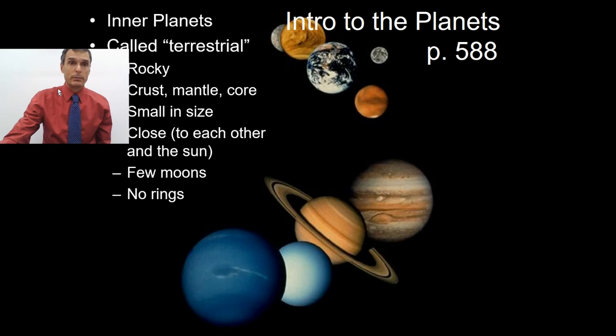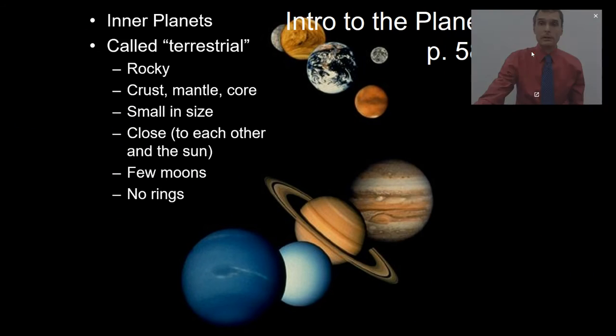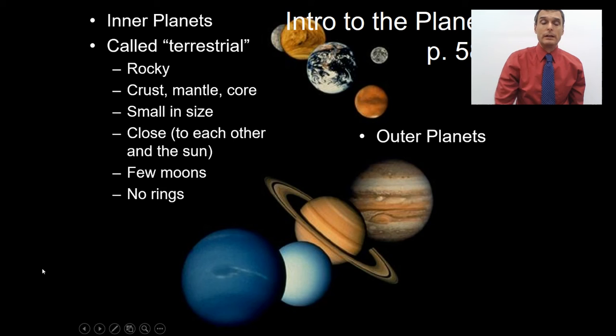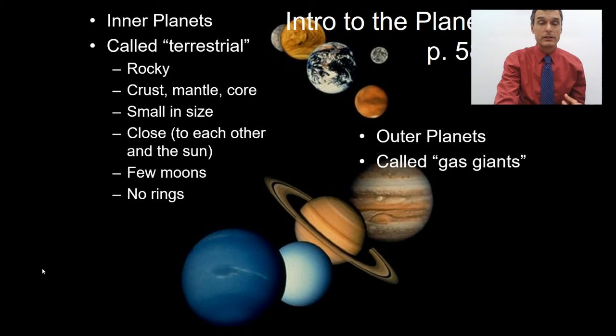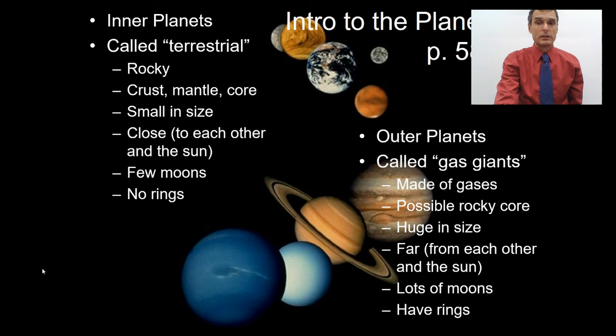So let's take a look at the outer planets then. The outer planets, they are called the gas giants because they're made of hydrogen and helium, mostly. They have a rocky core. They're huge in size compared to the inner planets. They're far from each other. They're far from the sun. They have lots of moons, and they all have rings.